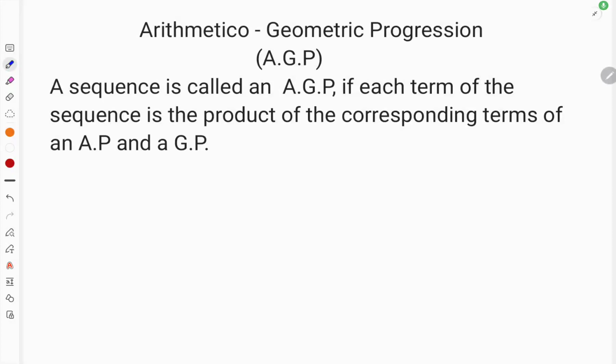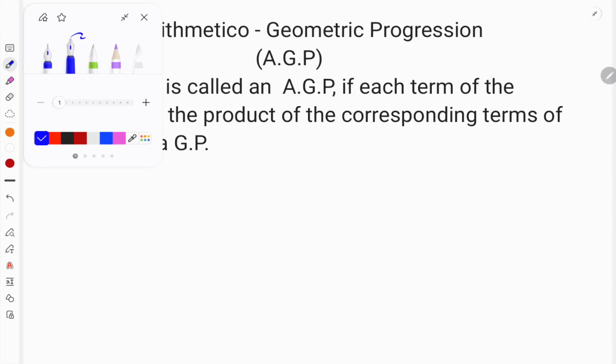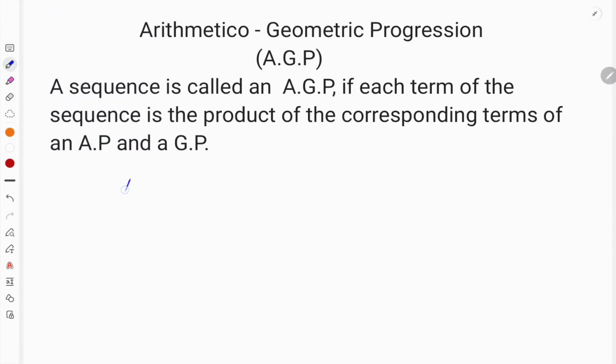Morning. One topic was remaining. The topic is A.G.P., arithmetic geometric progression. Let's first understand what it's saying if we take the AP definition.